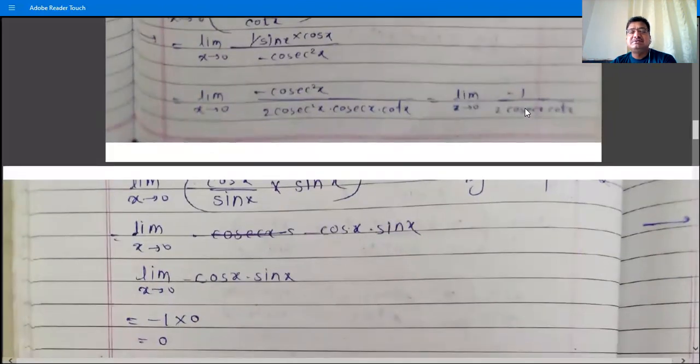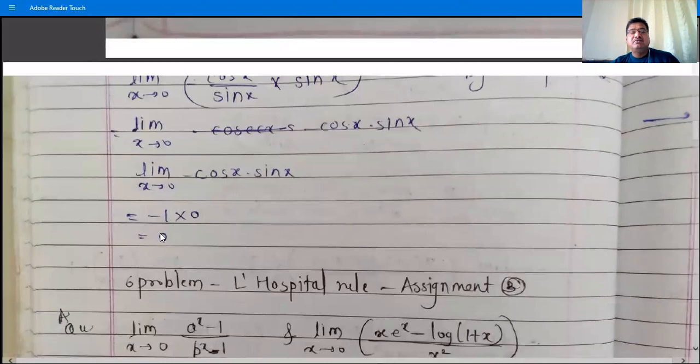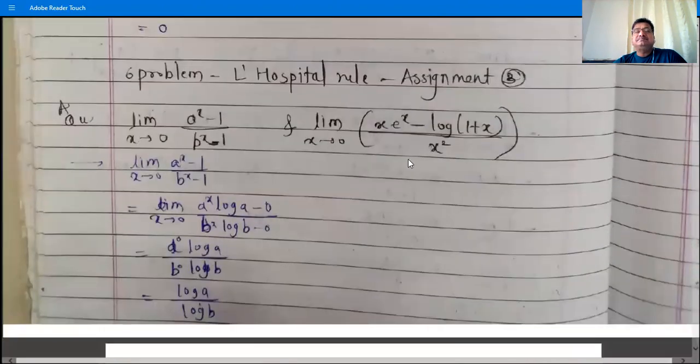Cosec x means this minus 1 half, and divided by cosec x means into sin x, and cot x means sin square x by sin square x into cos x, and I think again the answer is 0. So next problem, the 6 problems for assignment.